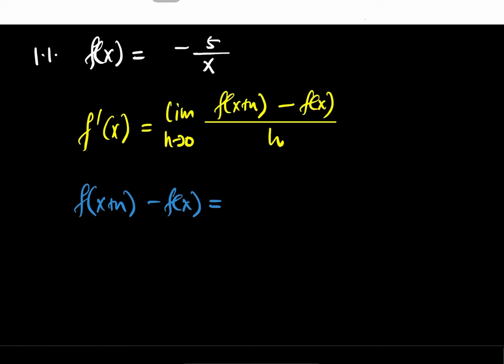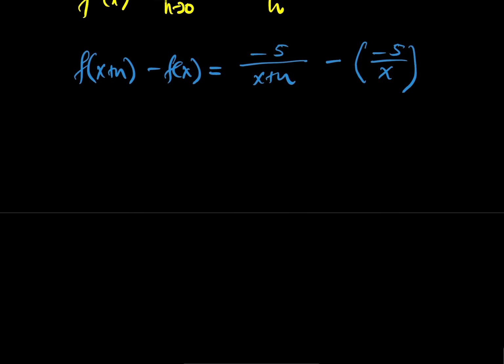That is really going to be equal to, this means in actual fact, whatever is in the position of x in f, you are going to place x plus h. So that means it's minus 5 over x plus h, minus the function itself. The function is already negative, so you're going to write negative 5 over x, just like that. Then you're going to get a negative 5 divided by x plus h, and in this situation, it results in a positive case. That is 5 over x, like that.